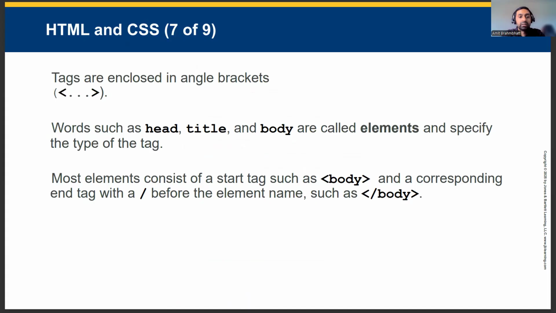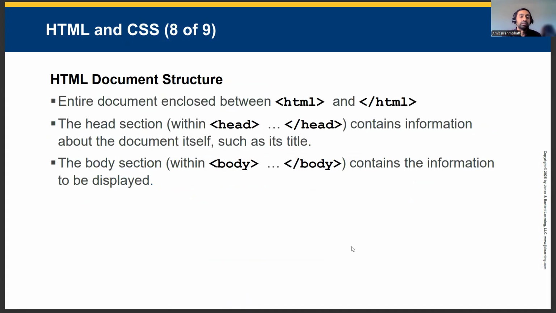HTML tags appear within angled brackets, like body or P. Elements typically include start and end tags, and everything between them is the content. Tags tell the browser what kind of content follows.